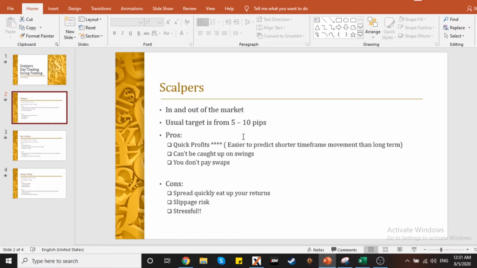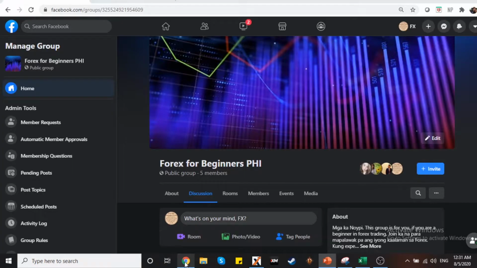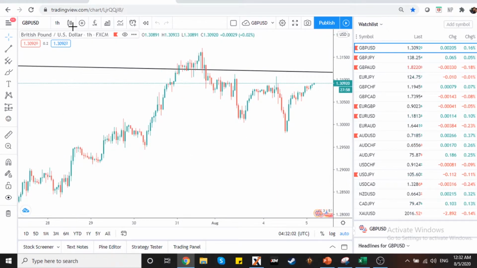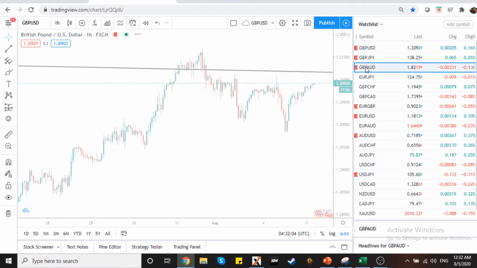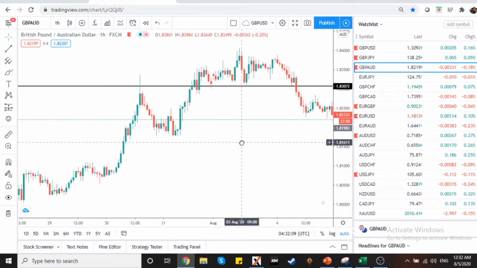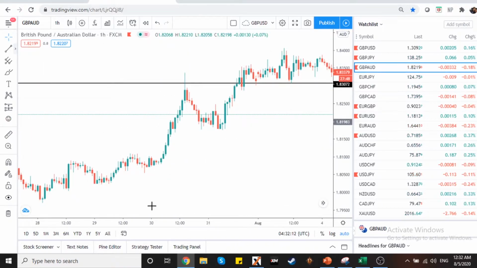The other advantage is you cannot be caught up on swings. So ano ba yun, mga kanoipi? Ibig sabihin doon is ito. Let's put out an example here. So for instance, looking at ito, at British pound, Australian dollar. So we have our swing high here, our swing low, right? Kung scalper ka, hindi mo naman kailangan pagdaanan na yung swings na yan eh. Hindi mo na kailangan pagdaanan yan.